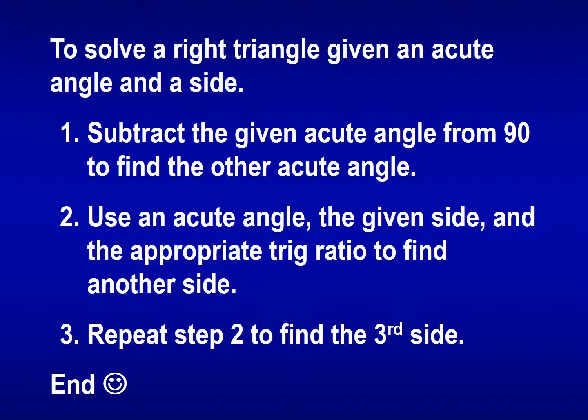Let's say you have a right triangle that has an acute angle and a side. This is like the examples that we've done so far. You subtract the given acute angle from 90, and that gives you the other acute angle. Then you use an acute angle, the given side, and the right trig ratio to find the other side. Then you repeat step 2 to find the third side. All right, that's the finish of the recap.